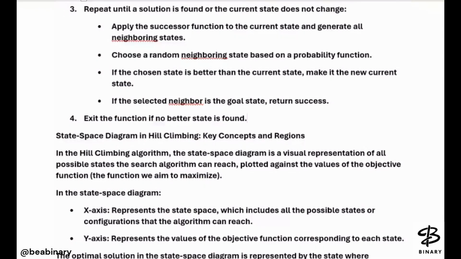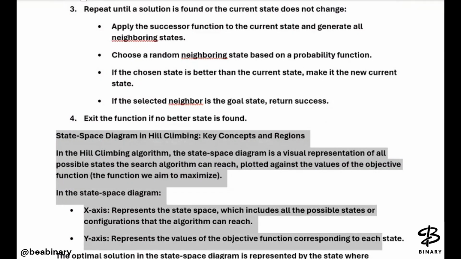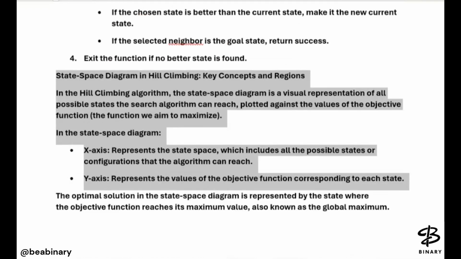So we have discussed the state space searches, and now we will discuss the state space diagram in hill climbing. In a hill climbing algorithm, the state space diagram is a visual representation of all the possible states that the search algorithm can reach, plotted against the values of the objective function, the function we aim to maximize. So in a state space diagram, simply the visualization is there. So we are talking about the graph here.